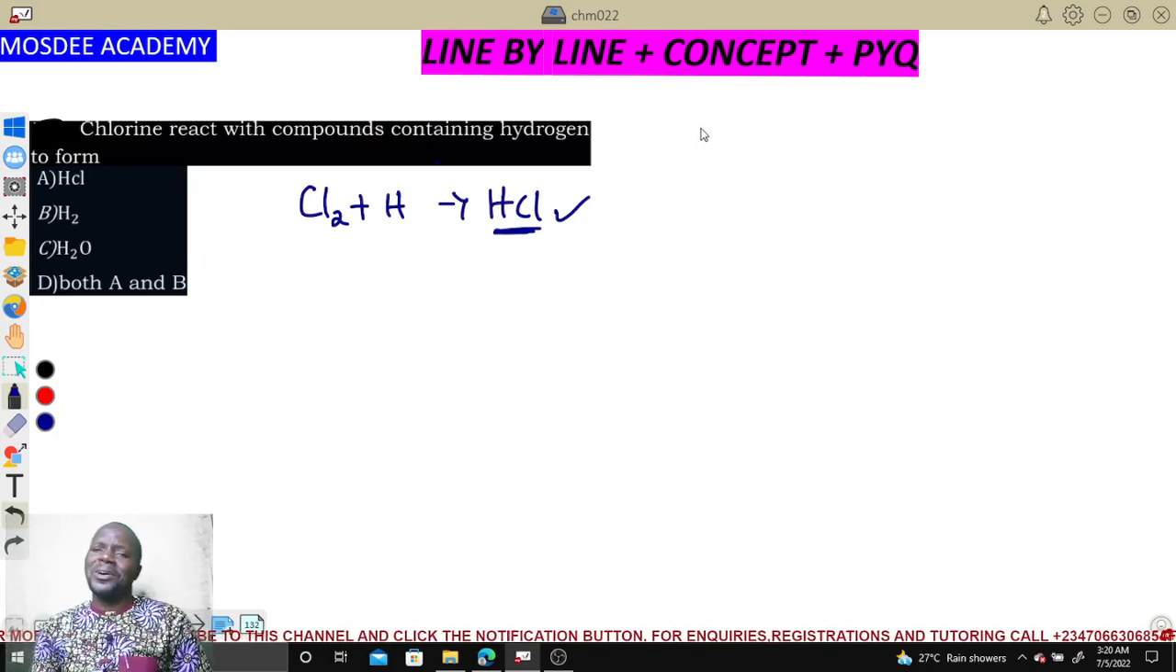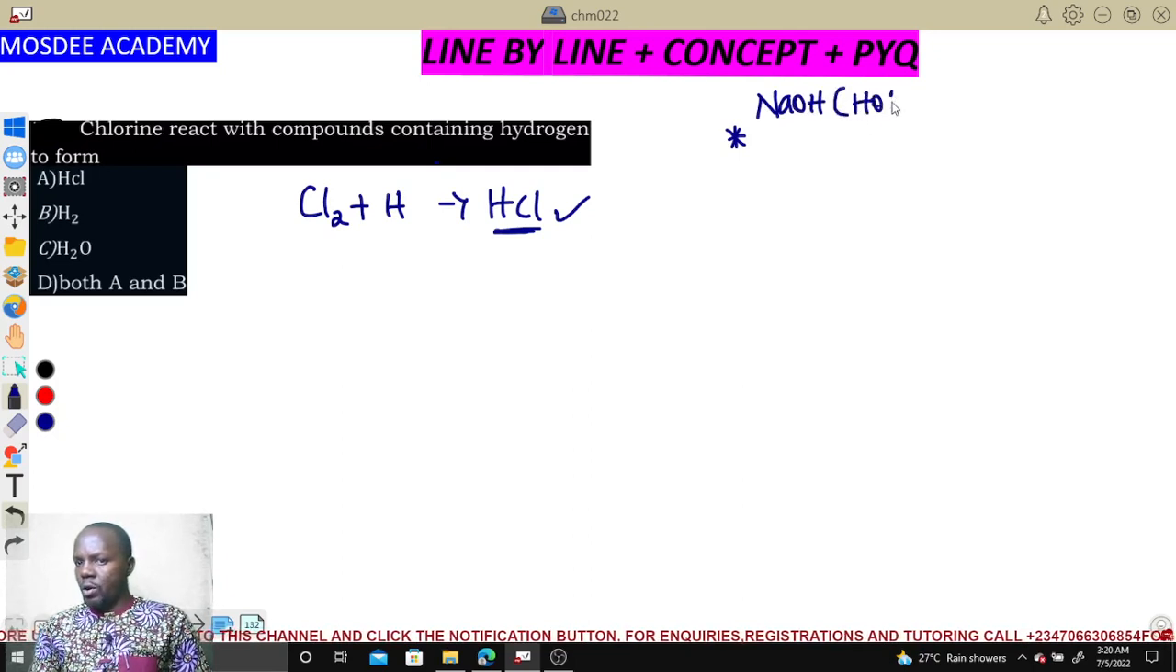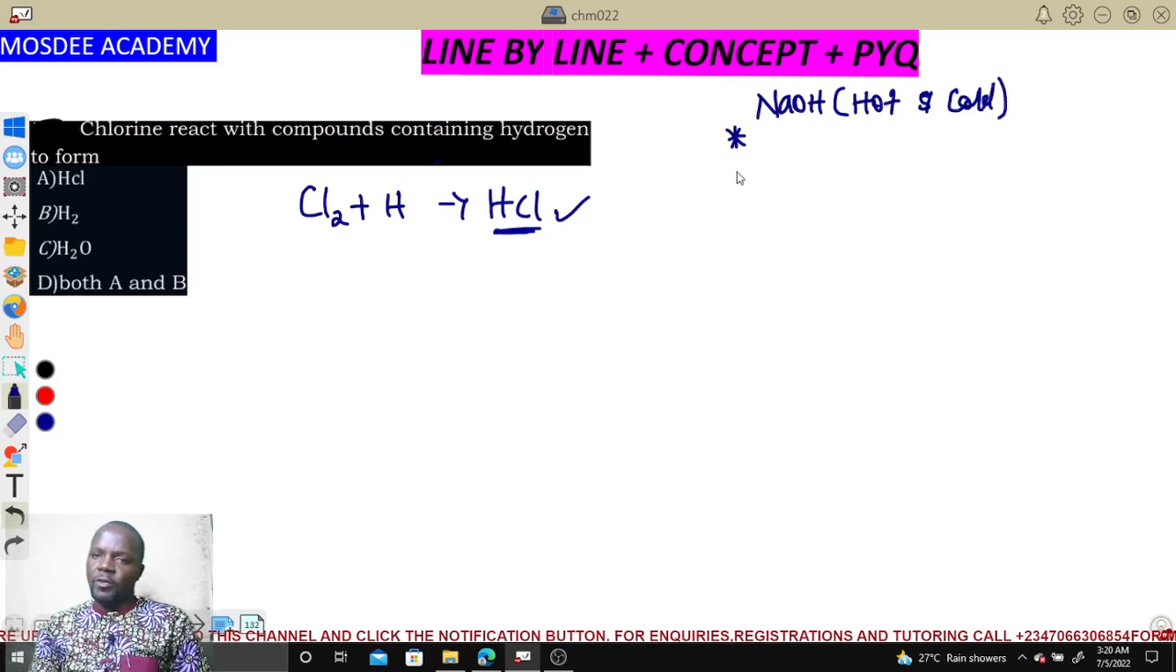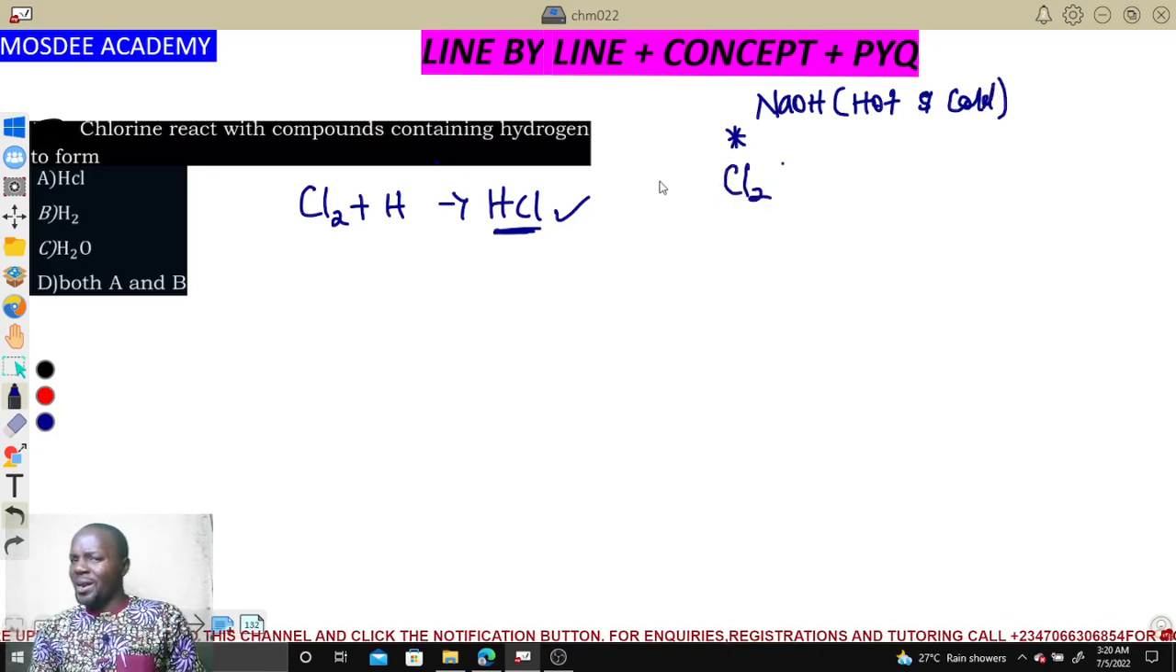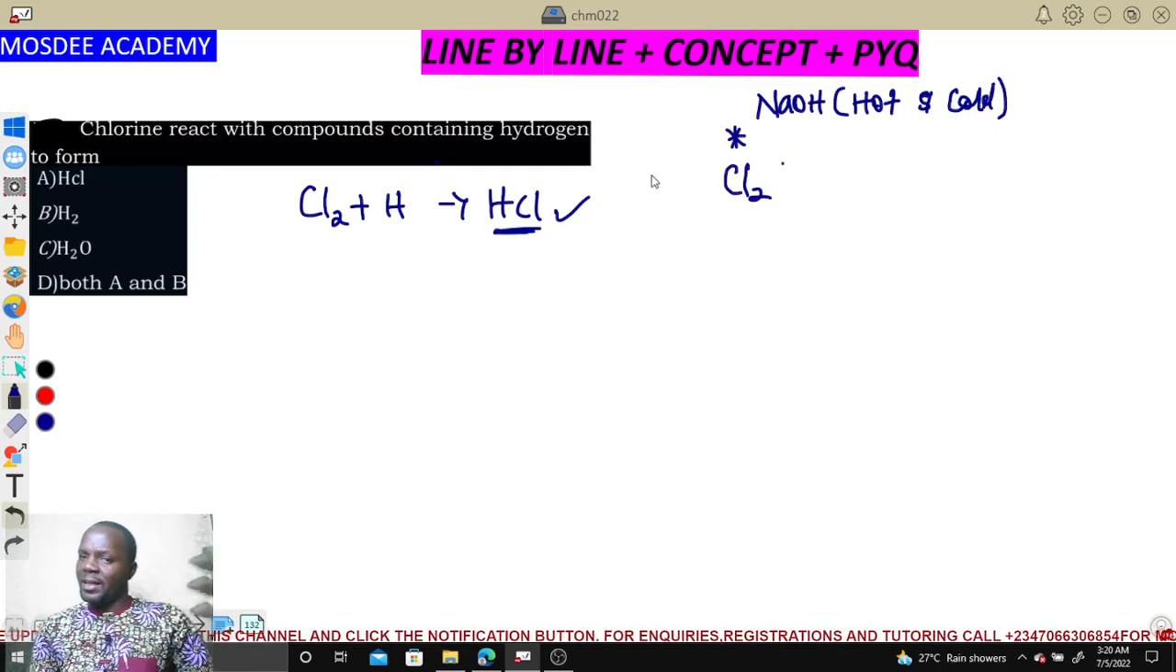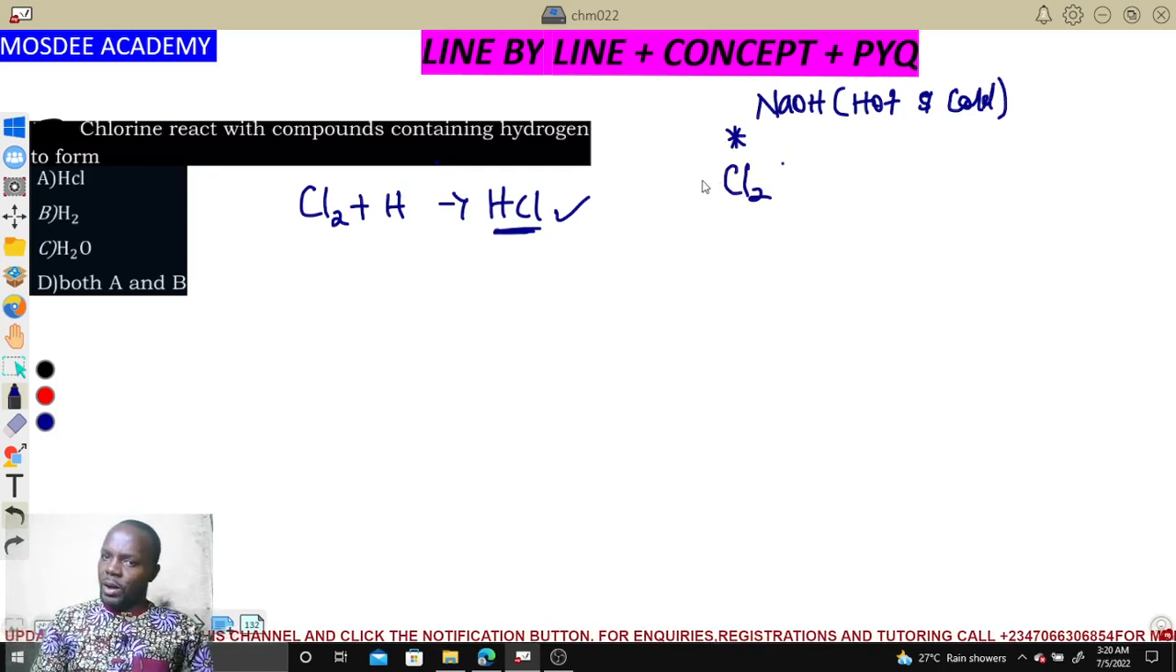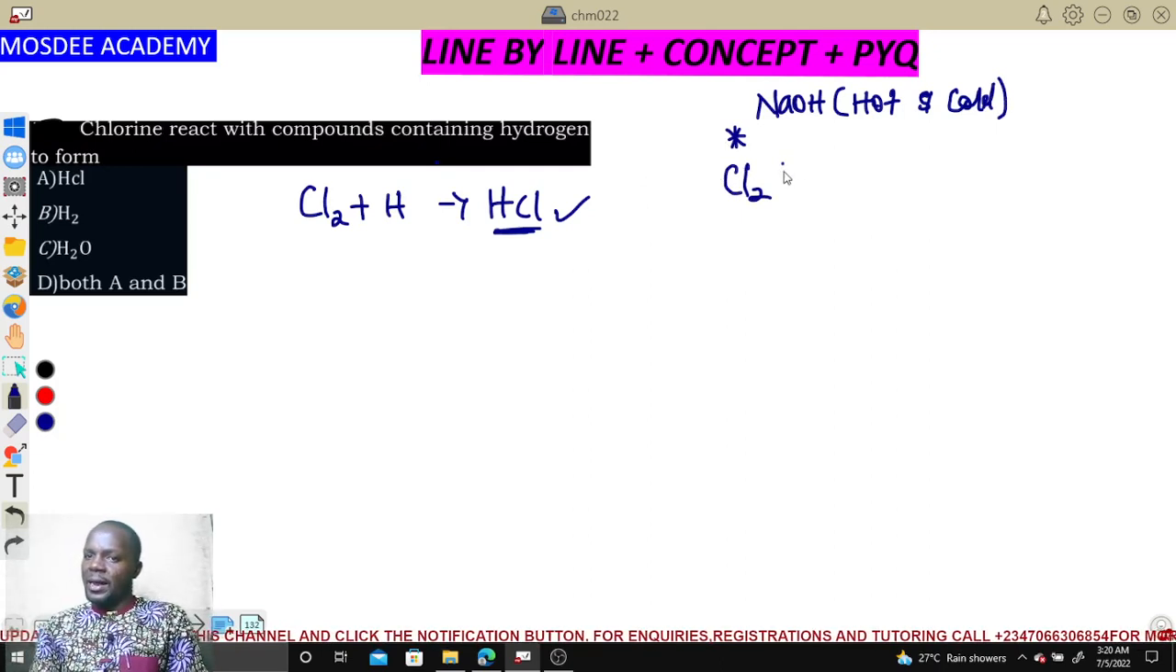Now, other reactions of chlorine. You can just take this short note. Chlorine can react with sodium hydroxide in two ways, hot and cold. I told you chlorine has multiple oxidation states, unlike fluorine. They can be 1, 3, 5, and 7. So when they react with cold NaOH, this is also common.